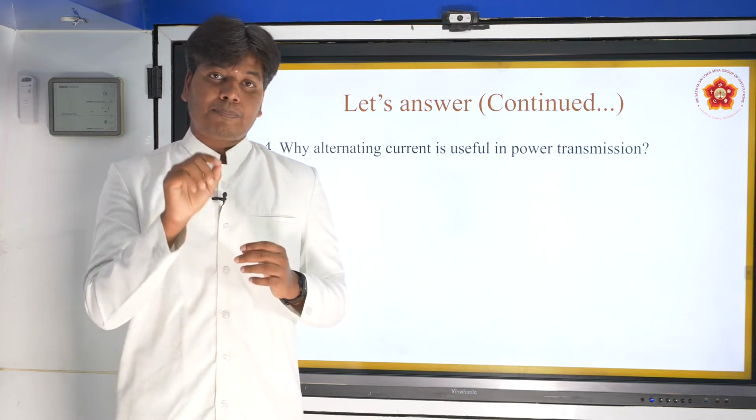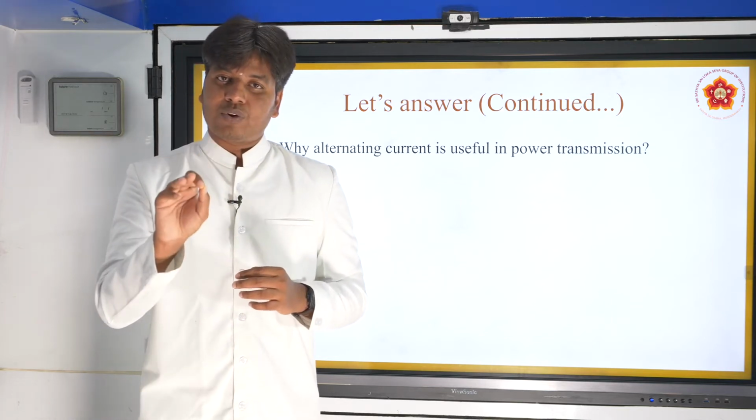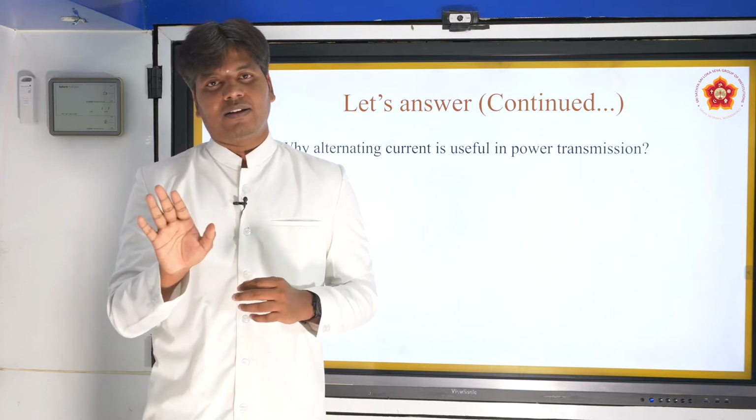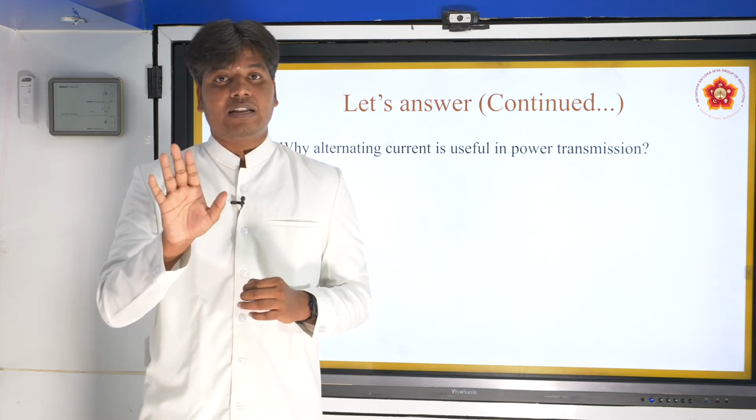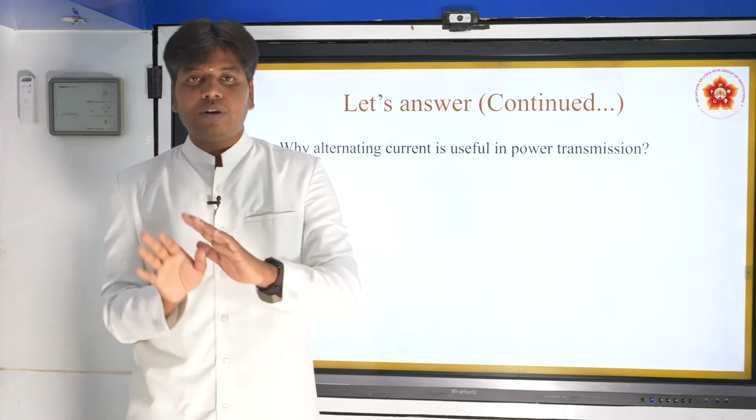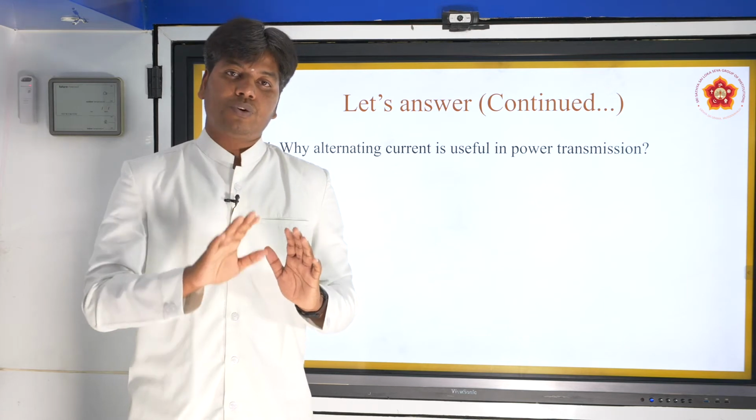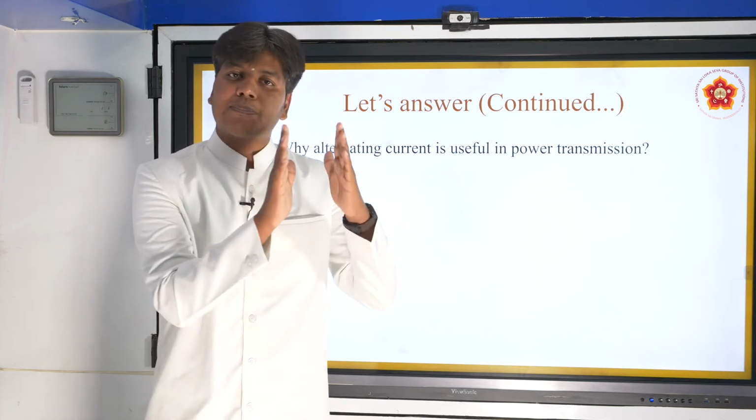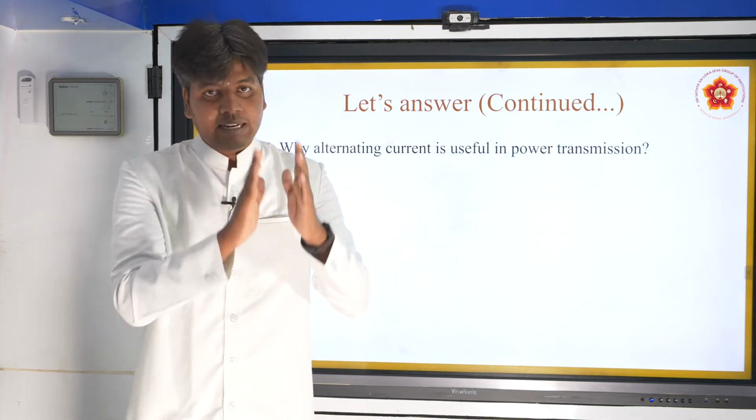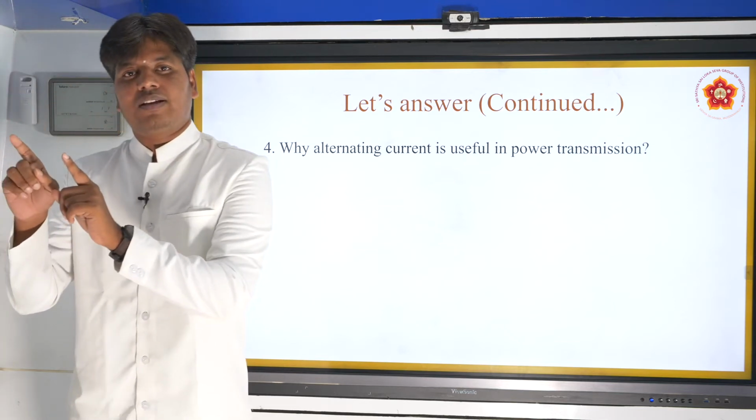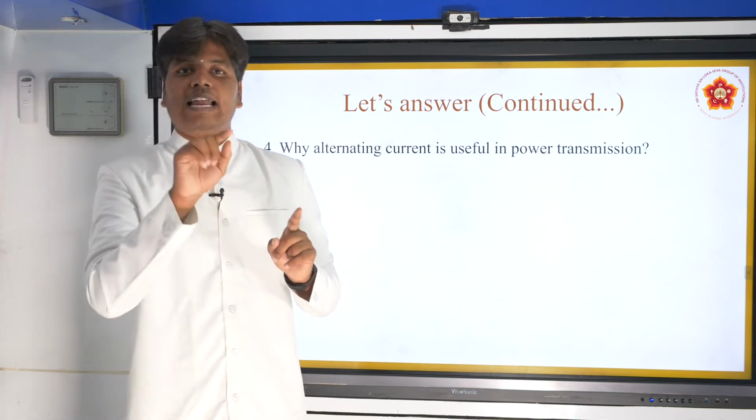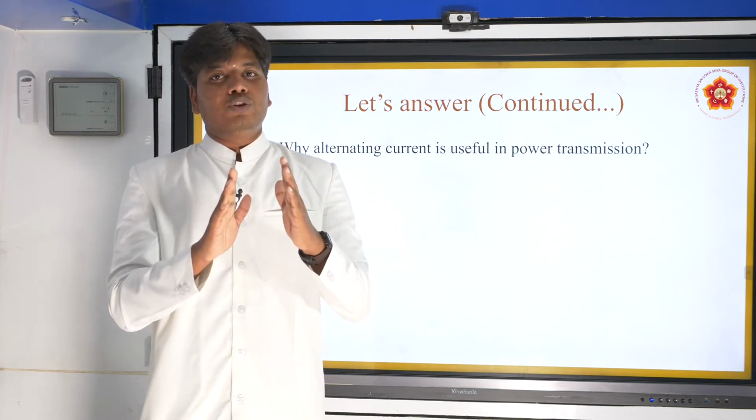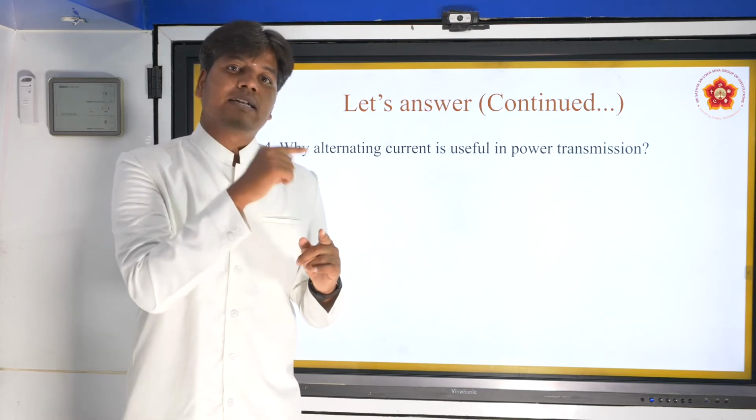No. But the point to be noted is, in the secondary coil, the current is induced due to the change in magnetic field, not due to the magnetic field itself. If there is a change in magnetic field, then only current will be induced. So alternating current facilitates us to change the magnetic field in the primary coil. That will induce the current in the secondary coil. This whole process we call electromagnetic induction. So that won't be useful if you pass direct current through it.